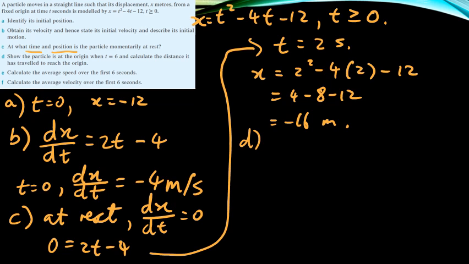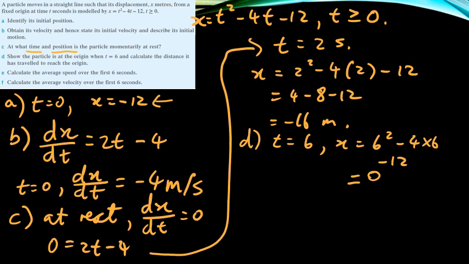D. Show that the particle is at the origin when t is equal to 6, and calculate the distance it has traveled to reach the origin. So t equals to 6. Now it says to show it, so all you simply have to do is sub it in. Does that give you 0? 36 minus 24 minus 12. 0. So you've shown it. Then you have to calculate the distance.